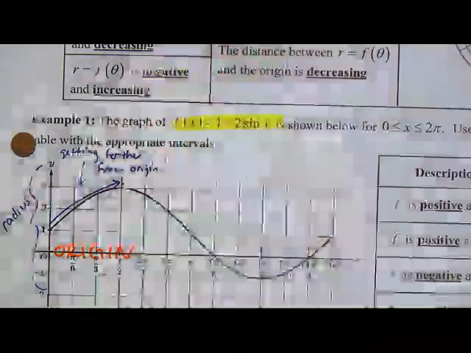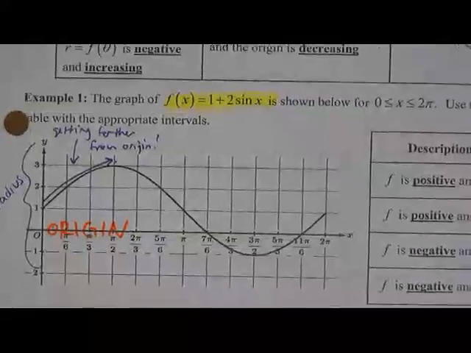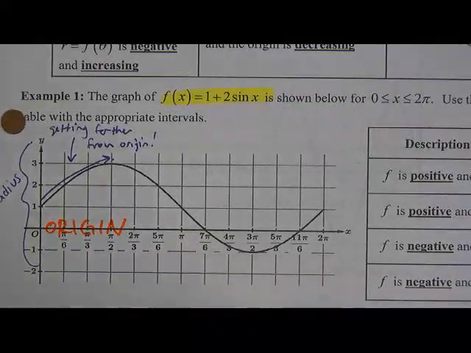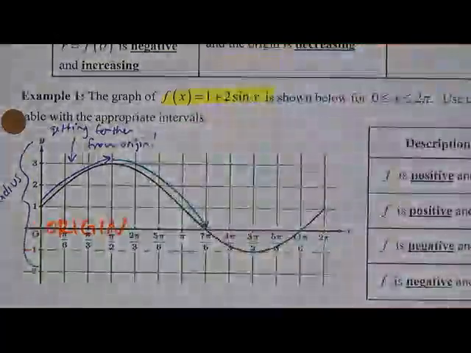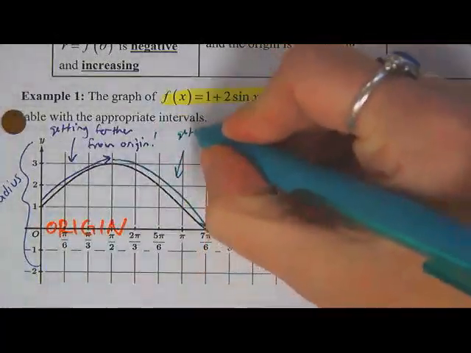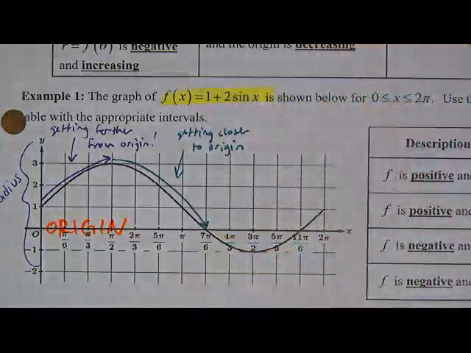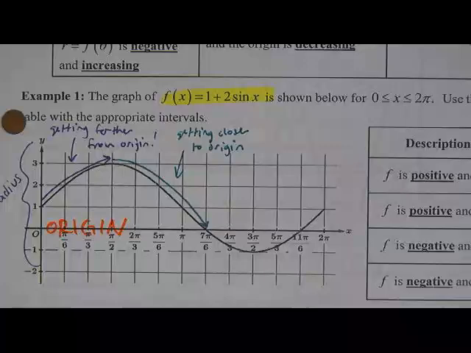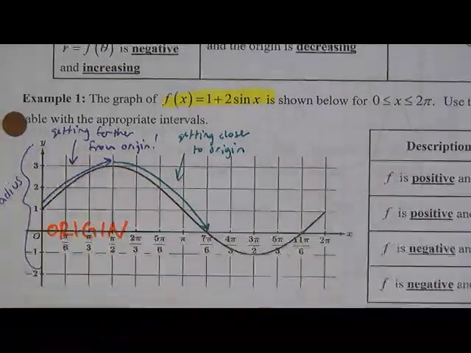And then on this interval from pi over 2 all the way to where is it going to move closer to the origin? Pi over 2 to where? 7/6 pi. 7/6 pi, I'm at the origin again. So getting closer to origin. In other words, listen to how I say this. The distance between the points and the origin are decreasing. The distance is decreasing because it's getting closer and closer and closer to the middle.